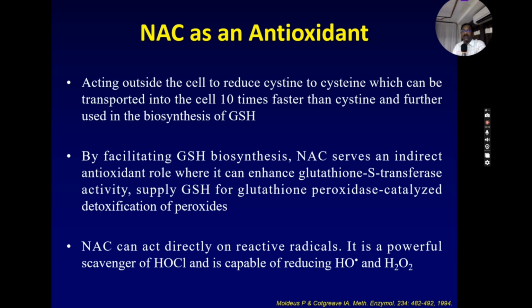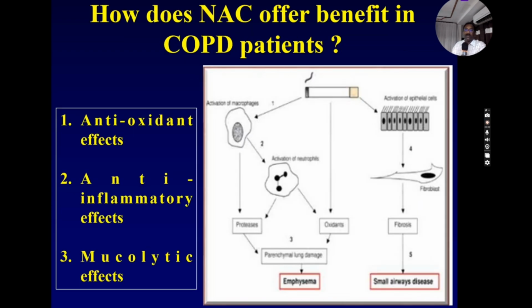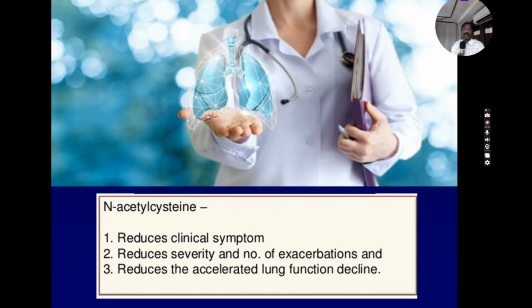So as I told you, this N-acetylcysteine is an antioxidant acting outside the cell to reduce cystine to cysteine, which can be transported into the cell 10 times faster than cystine and further used in the biosynthesis of GSH. See, these are the uses of NAC in different lung diseases in humans. I told you that it has antioxidant, anti-inflammatory, and mucolytic effects. It reduces the clinical symptoms. So that's what we want from our patients.